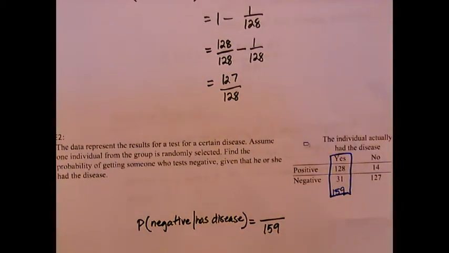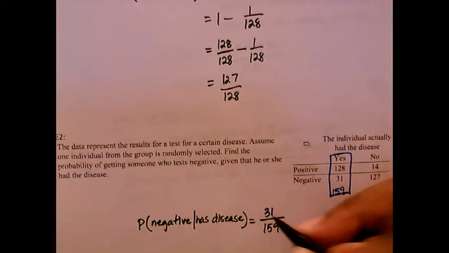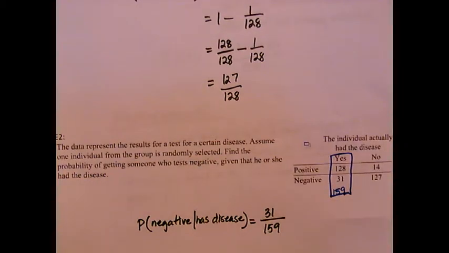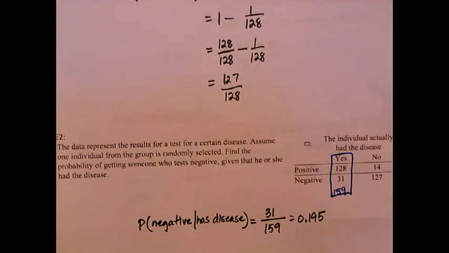And out of the 159, how many tested negative? In this case, that's 31. So there's your numerator right there. And that's pretty much what your answer is going to be. The probability of randomly selecting someone who tests negative given that he or she has the disease will be 31 over 159. And as a decimal, to 3 decimal places, it will be 0.195. Okay? So that's how we use this intuitive approach for conditional probabilities.